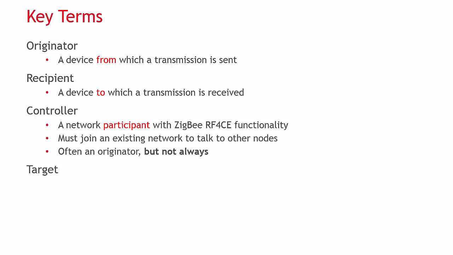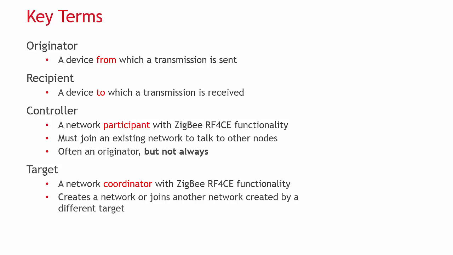The target, being complementary to the controller, is the device that creates the network and is a coordinator with ZigBee RF4CE functionality. While a target needs to create a network, it also may join a network created by a different target. A target is often a recipient, but not always. An example of this would be a set-top box creates a network and a TV joins it. The set-top box would be the originator to the TV and a recipient to the set-top box's remote.